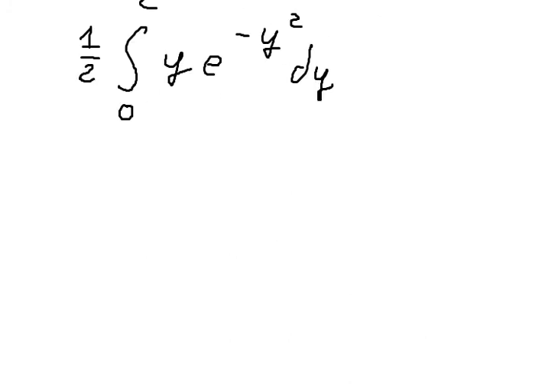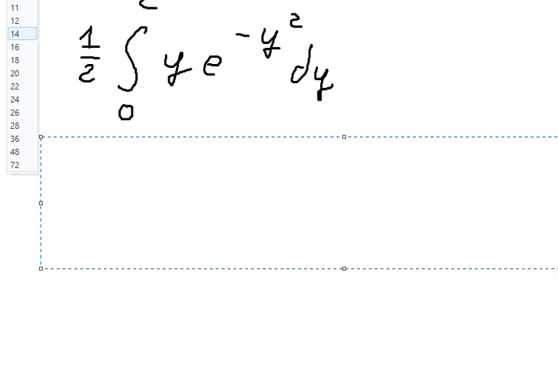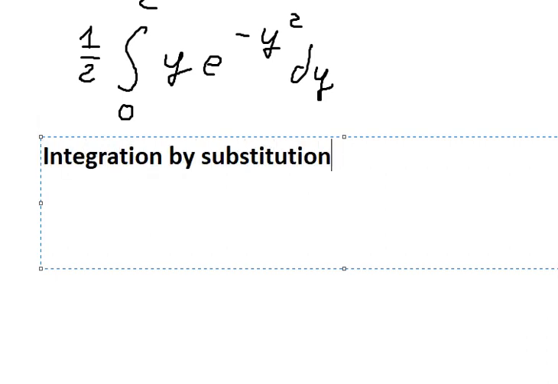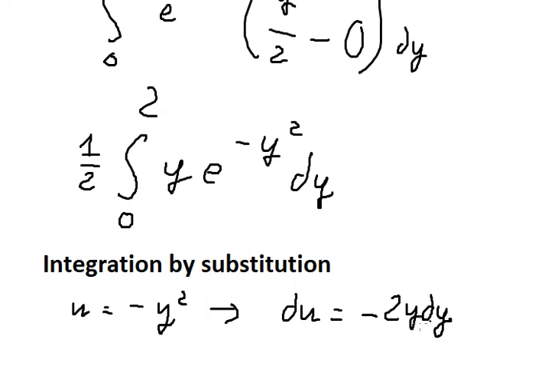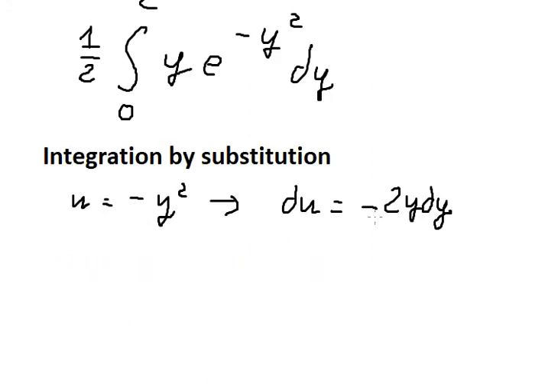And now we can use integration by substitution. So I will put u equal to negative y squared. That's it from here. And then we take the first derivative of both sides. You get du equals negative 2y dy. So because we don't have negative 2 in here, we need to divide both sides by negative 2.